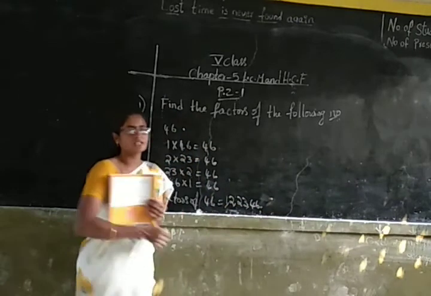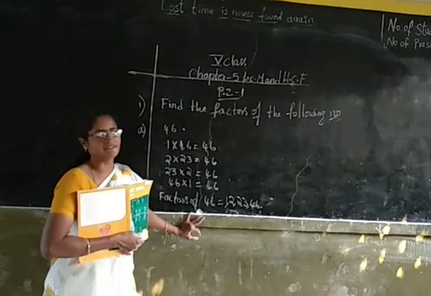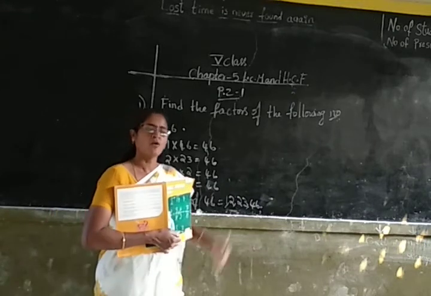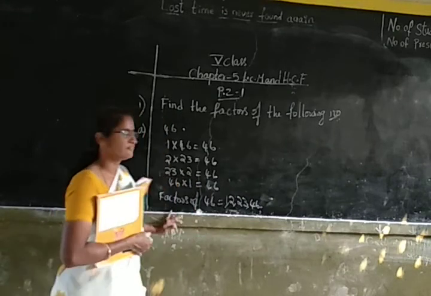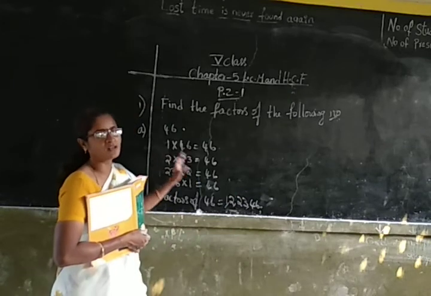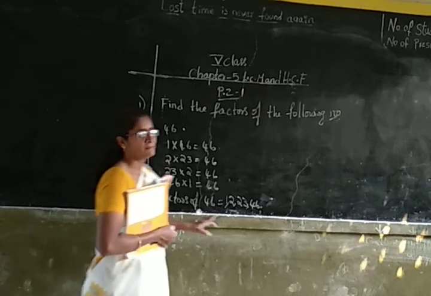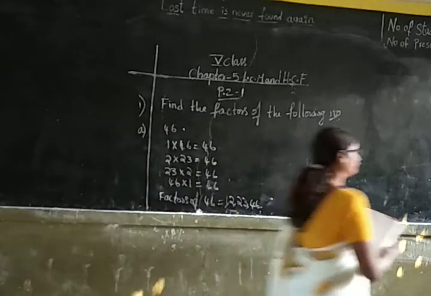Children, you have already learned in your 4th class how to write the factors of a given number. You can write the factors of a given number by multiplication or by the division method. So here I wrote the factors of the given number by the multiplication method. Okay, children.